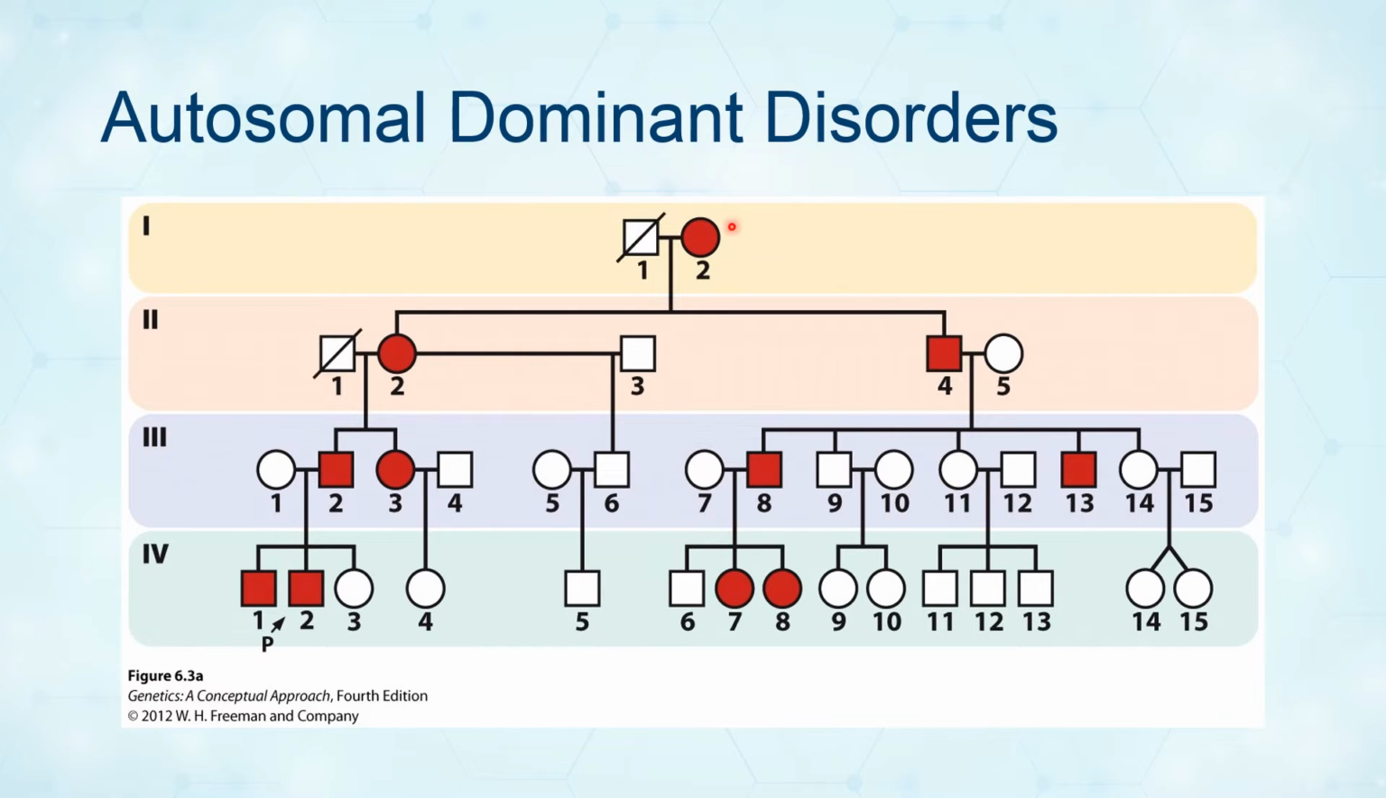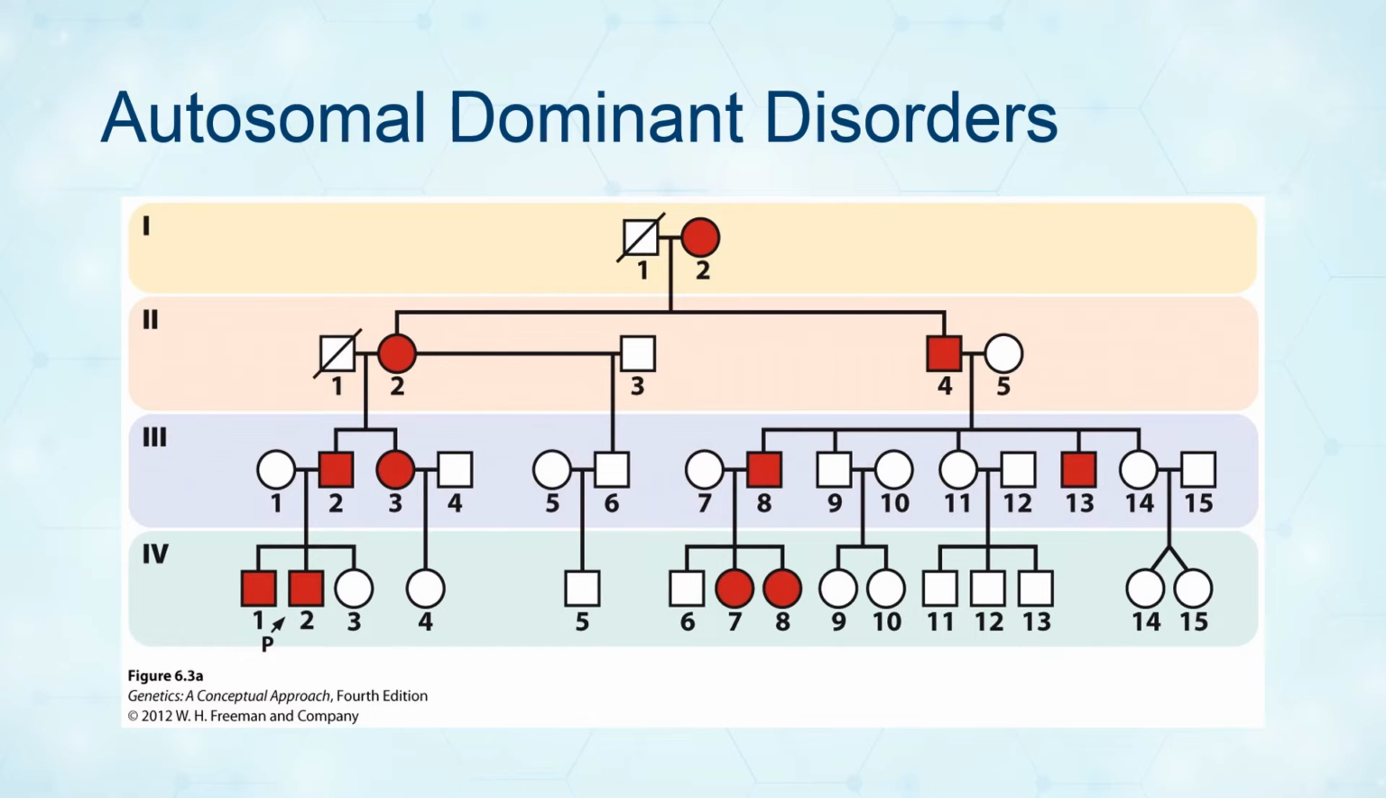Now, we don't know anything about number two's parent because we don't have records that go back that far. But we look in generation 2, this person is affected and they have an affected parent. This person is affected and they have an affected parent. And as we look at each affected person, each has an affected parent. And that is a pattern we observe in a dominant disorder.